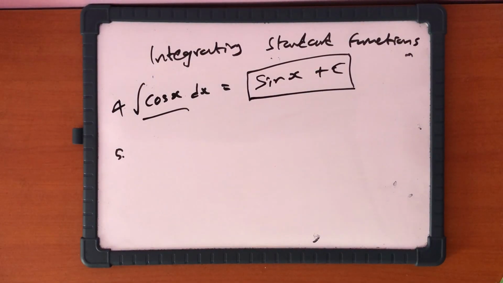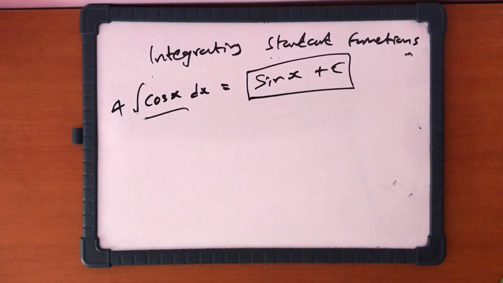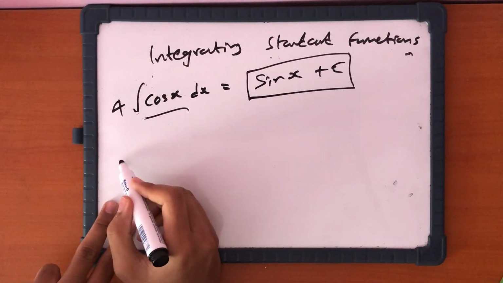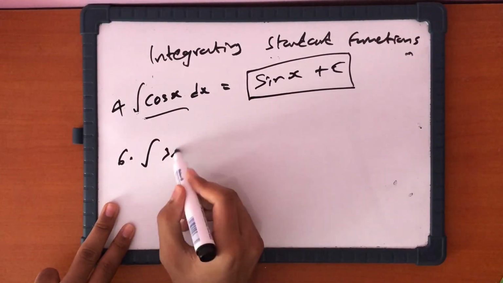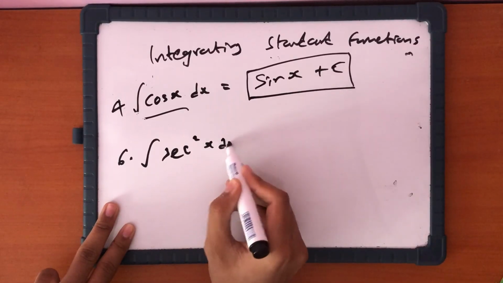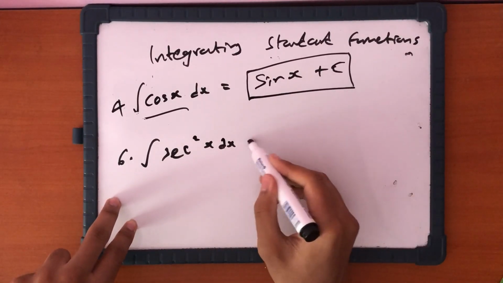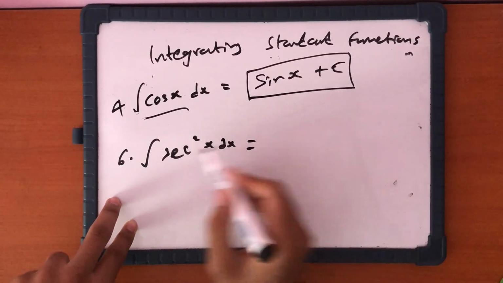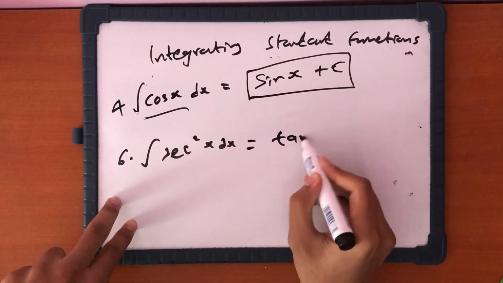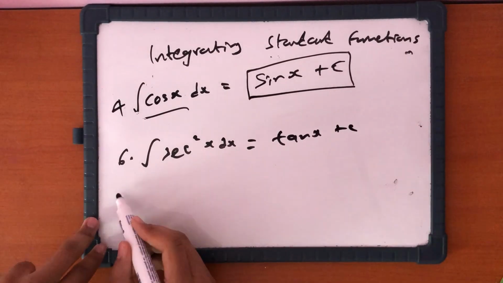Okay, and then the standard definitions keep going on, but these other ones are not that hard. Number 6, integral of sec squared x dx. Now remember, in the differentiation video, I proved that the derivative of tan is sec squared. So the integral of sec squared must be tan x plus c. That's just it. And then 7.